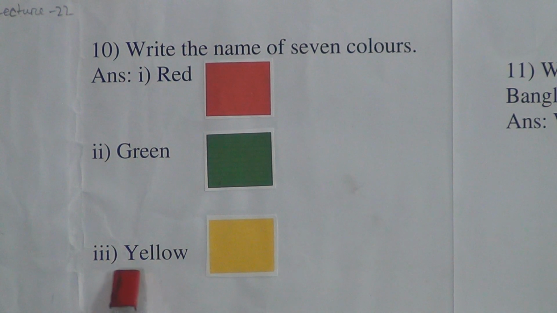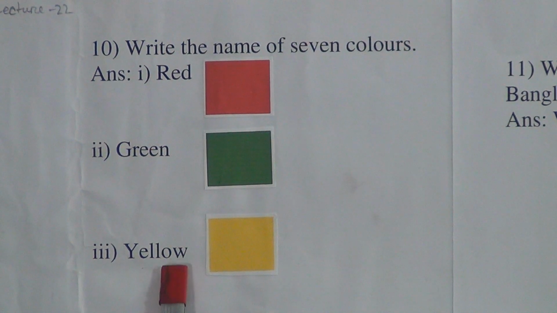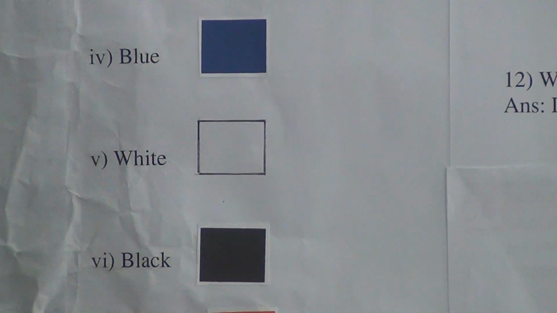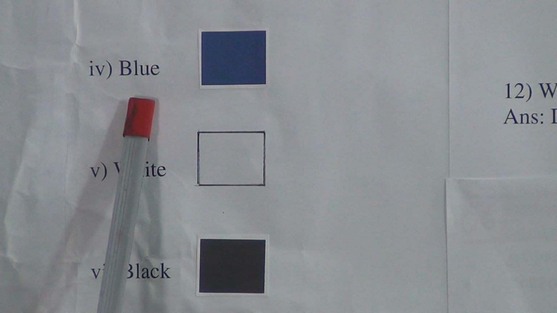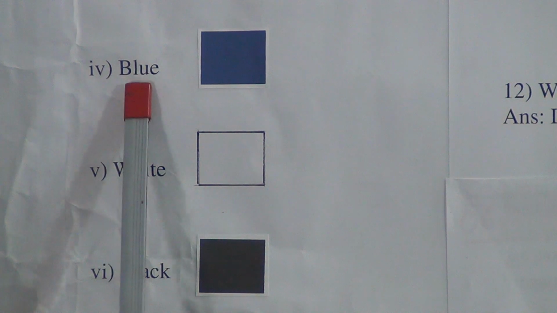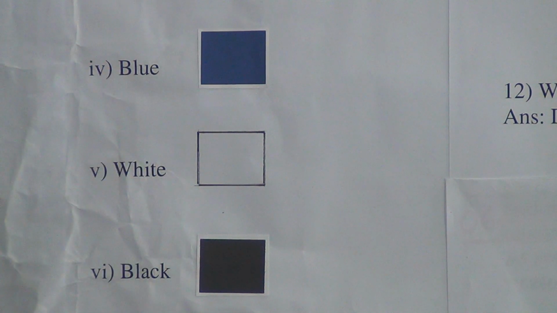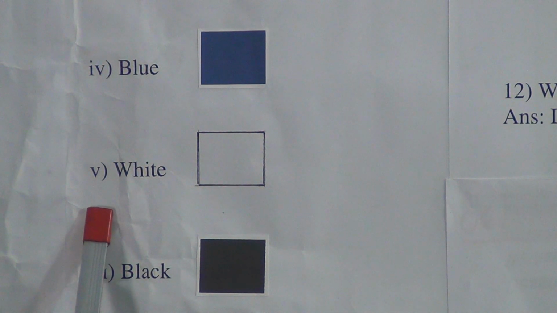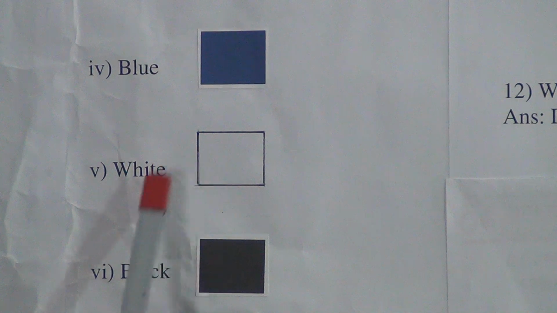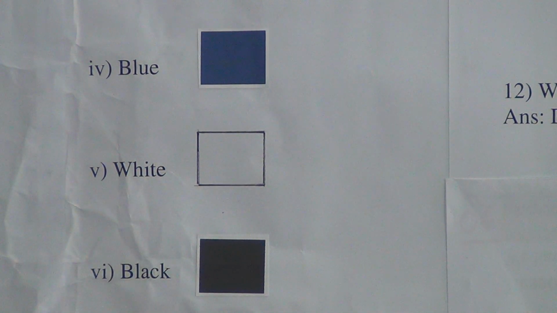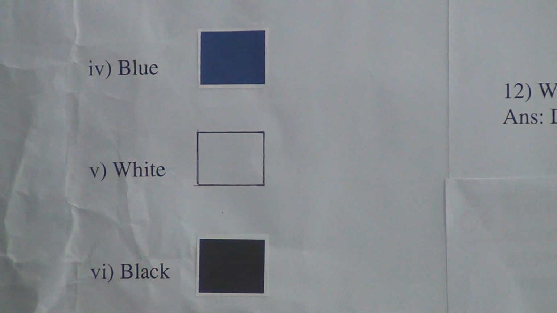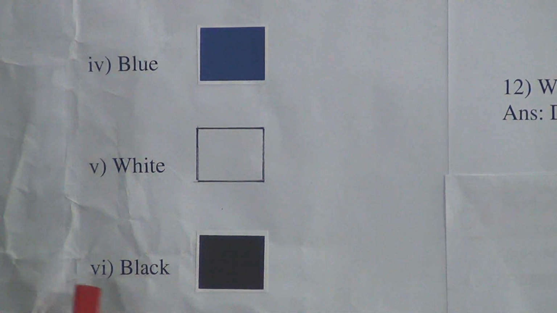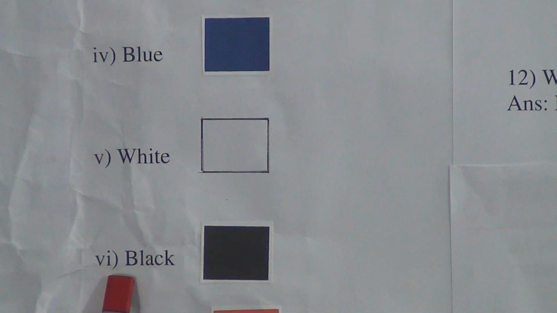Yellow spelling is Y-E-L-L-O-W, yellow. And 4 number color name here is blue. This is blue color, and blue spelling is B-L-U-E, blue. And 5 number color here is white. This is white color, and white spelling is W-H-I-T-E, white. And 6 number color here is black.